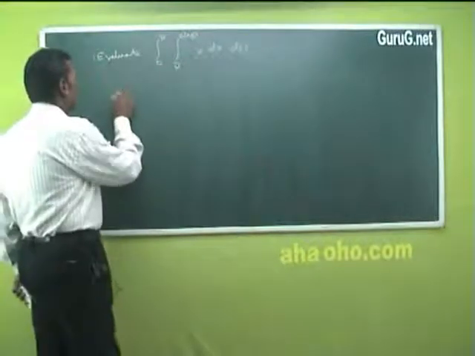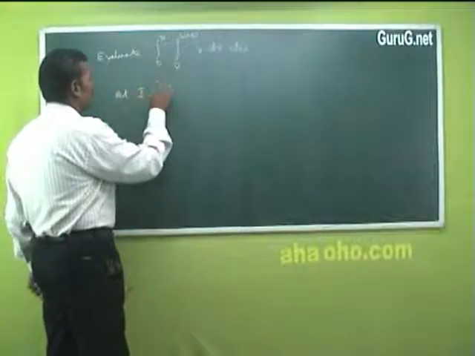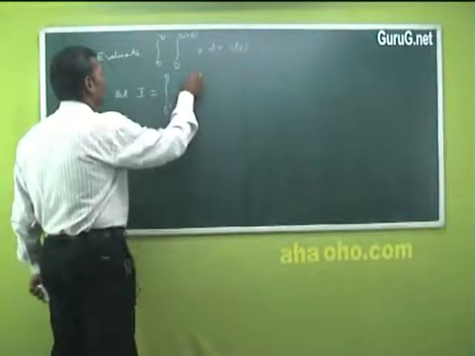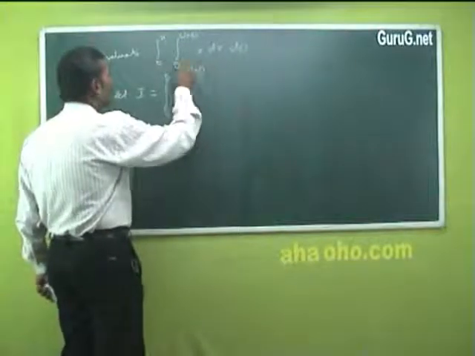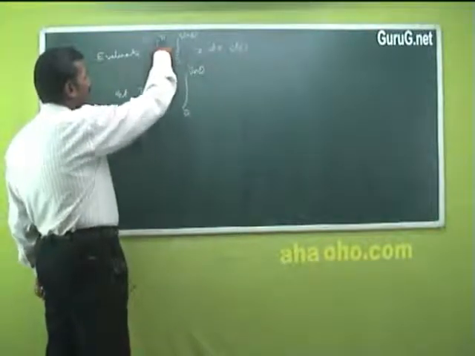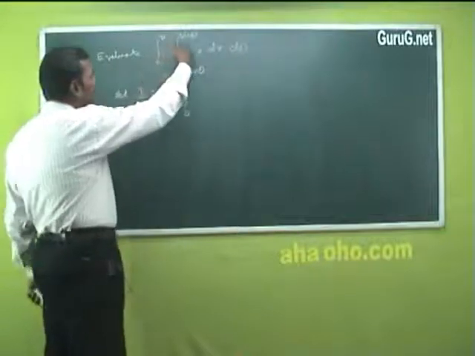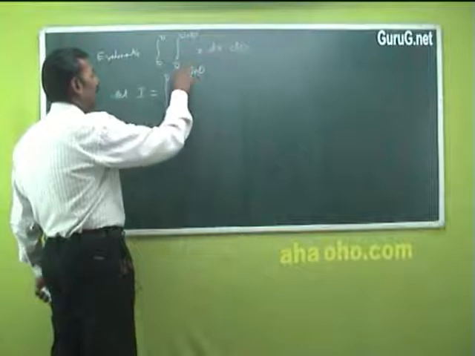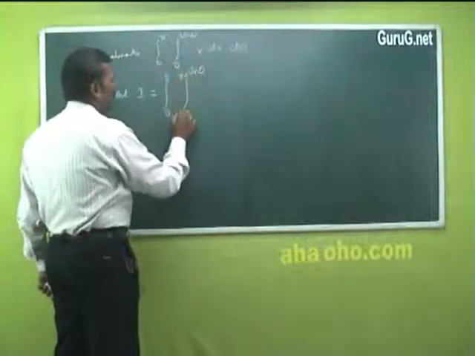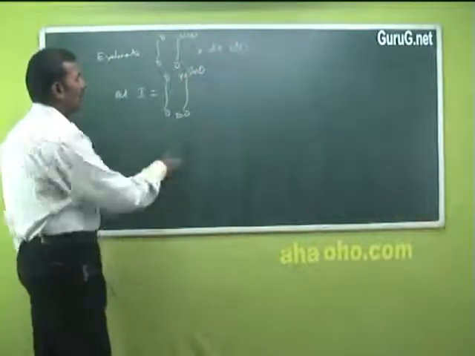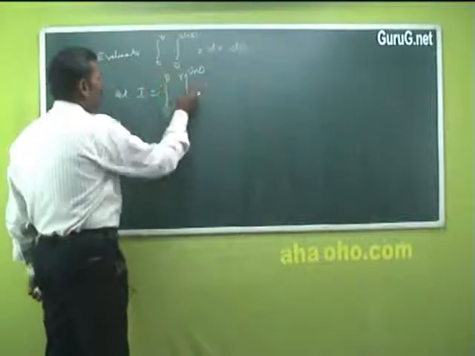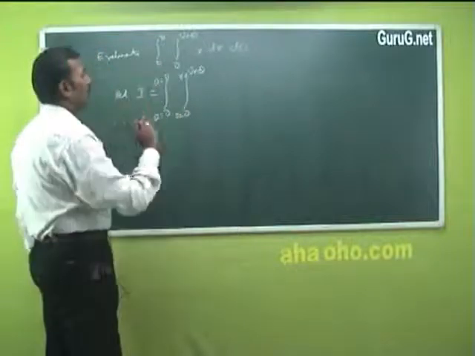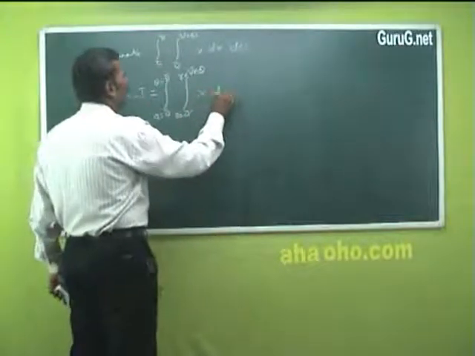Now let I equal the same concept, integral 0 to pi, integral 0 to sine theta. So here the limits are not constant. One is constant: the first integral has a constant limit. The second integral has a variable limit, a variable in theta. So it is the limits of r. So r varies from 0 to sine theta, and theta varies from 0 to pi. Now r dr dθ.